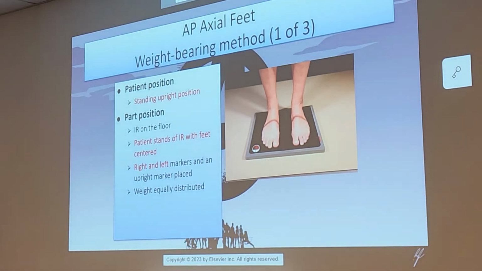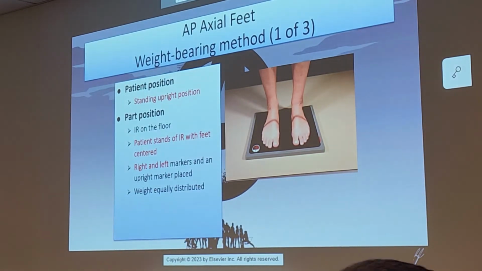So if we do an AP axial feet, and you come up with an image that only has a right marker and a digital left marker, would that be considered a repeat? Well, you wouldn't repeat it in clinic, but as far as comp goes, you need both markers. For bilateral, you need left and right. I think we have one like that on the slides.